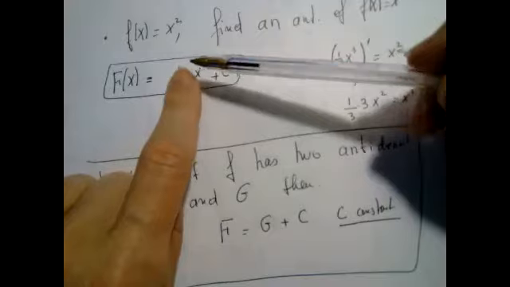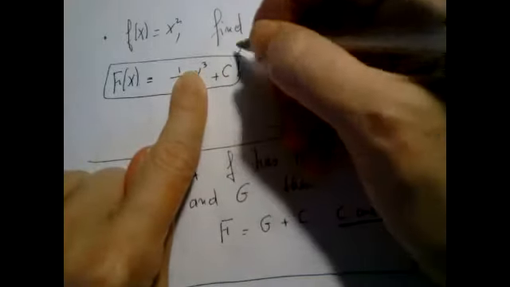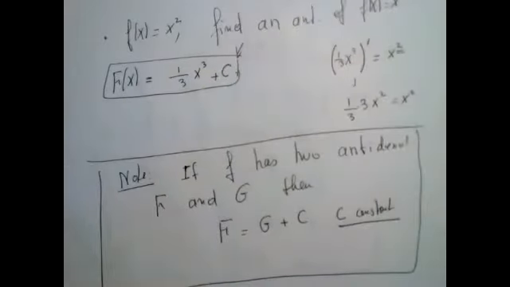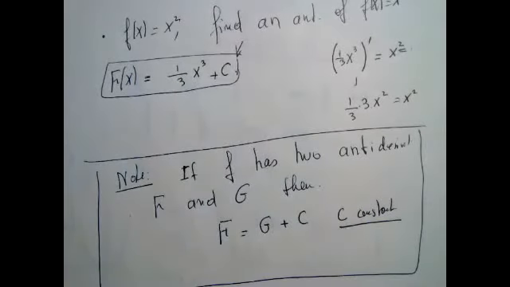It means if 1/3 x cubed is an antiderivative, we can have another one, but it has to differ by a constant. So I cannot have a function of x in there. And that's always the rule. So if a function has two antiderivatives, it means that one is absolutely a shift of the other.